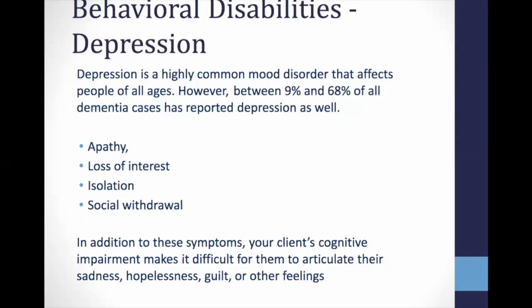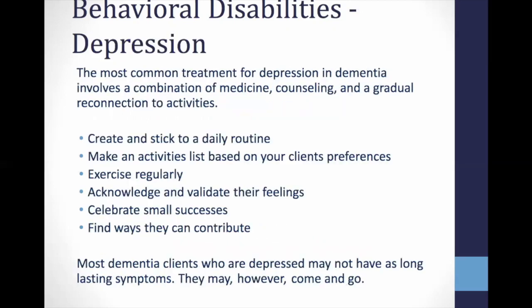In addition to these symptoms, your client's cognitive impairment makes it difficult for them to articulate they're sad, if they're feeling hopeless, if they are feeling guilty, or their other feelings. So sometimes the symptoms of depression are mirrored just because they have a hard time communicating their actual feelings. The most common treatment for depression and dementia involves a combination of medicine, counseling, and gradual reconnection to activities. Now, obviously, we're not going to do any diagnosing, so we're not going to be providing any medication or counseling.